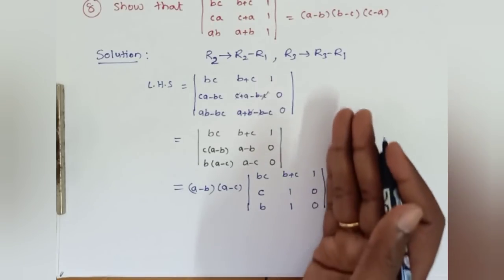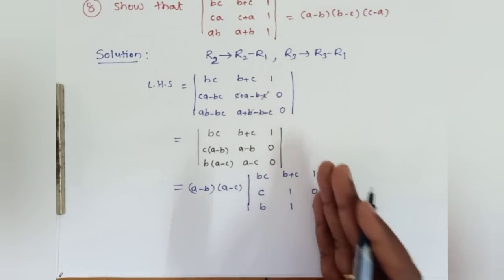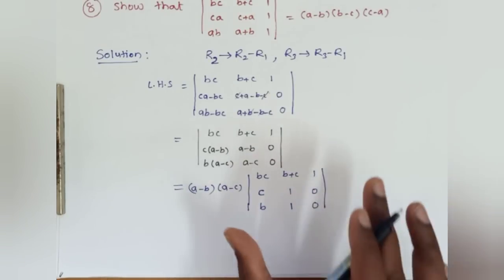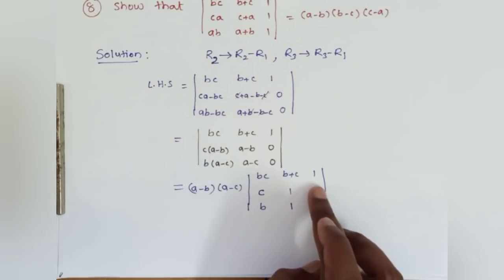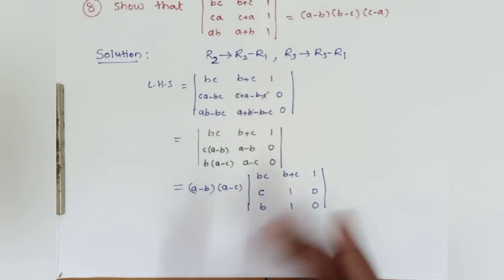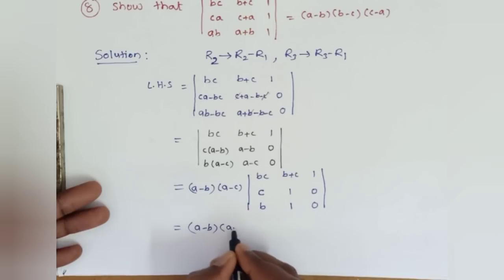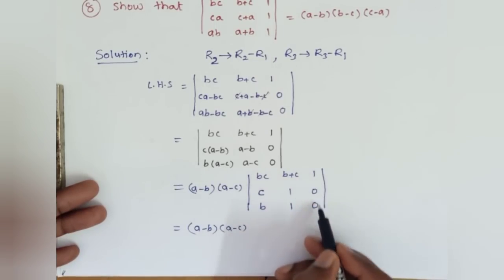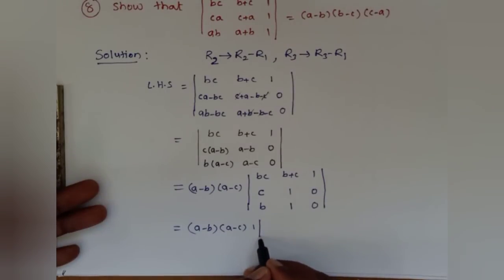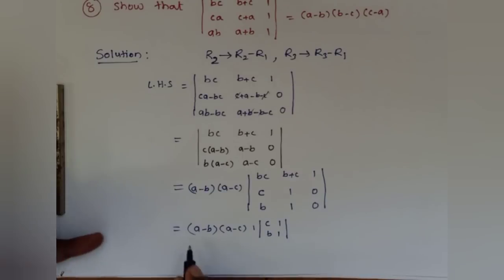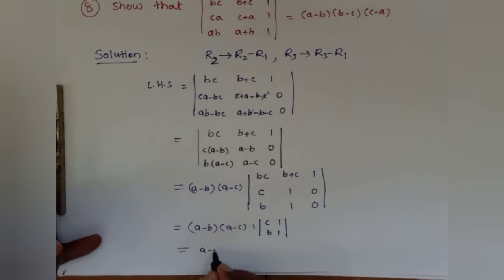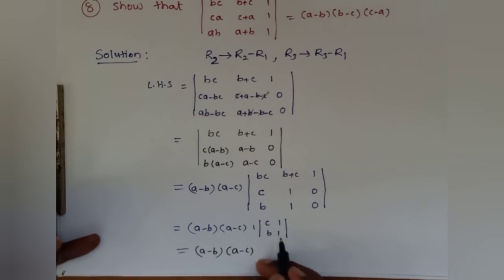Now you can expand along this third column, since the two elements of the third column are 0, so 1 into the cofactor of 1 is simple. 0 into the cofactor of 0 is 0, 0 into the cofactor of 0 is 0. So here this is A minus B into A minus C. Here I am expanding this determinant along the third column, that is 1 into, by deleting this row and this column, C1 B1 is there. Now finally this is A minus B into A minus C into, now it is C minus B.